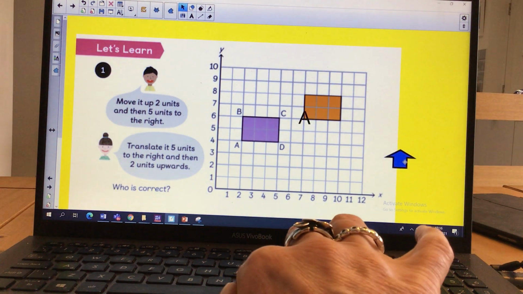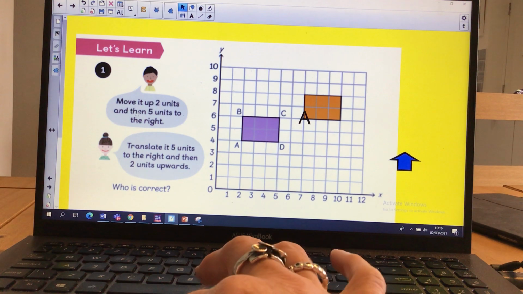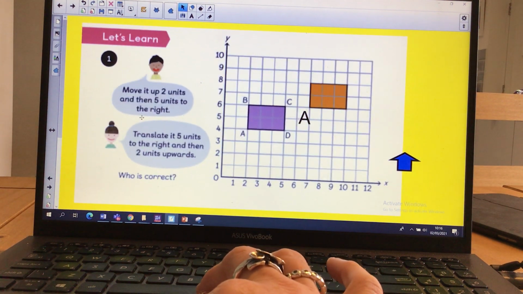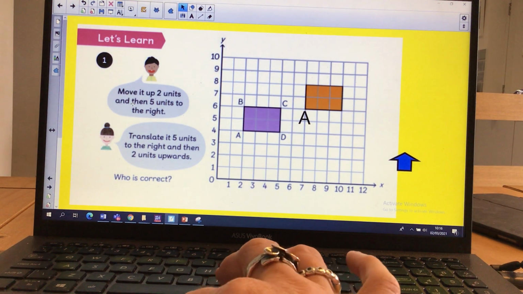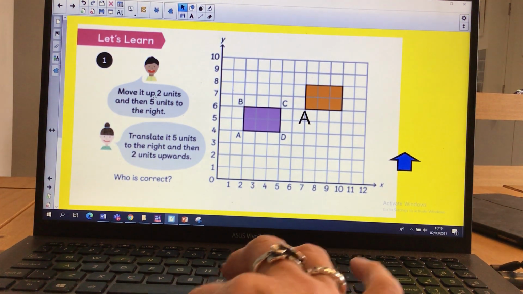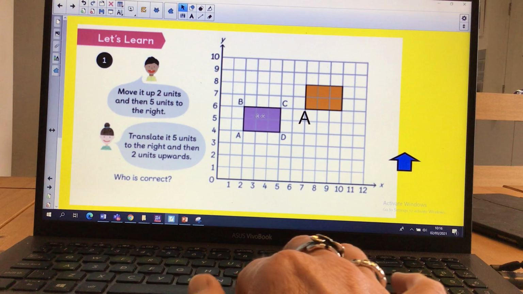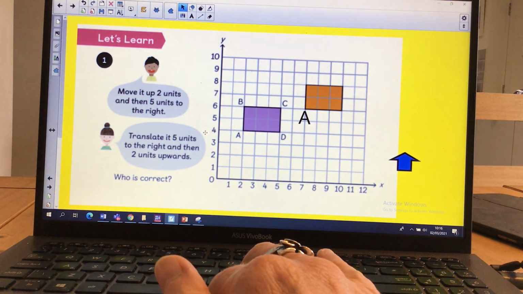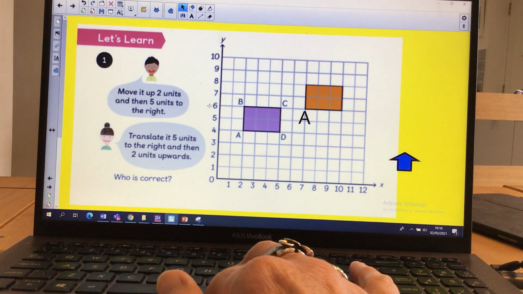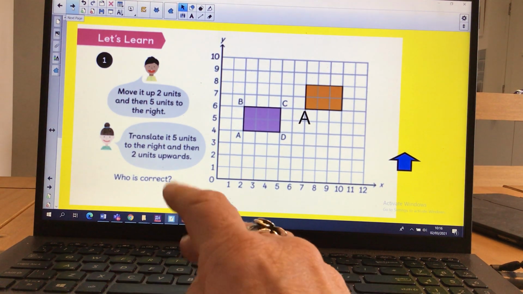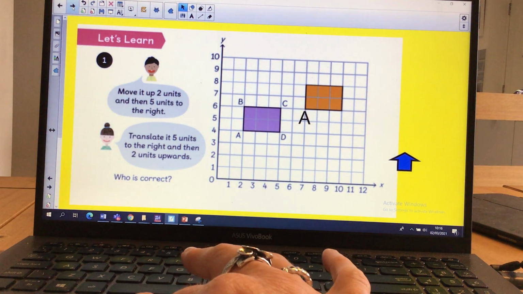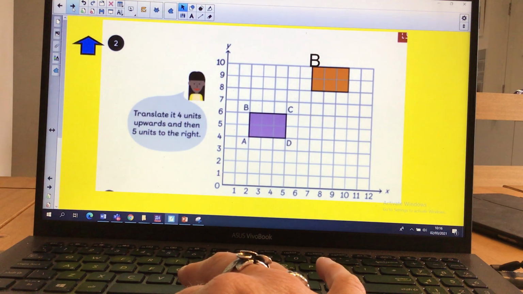Well, that's a bit of a trick question, because you can see, children, I've just shown you that actually both those translations are indeed correct. And sometimes, well, most of the time, actually, you can have more than one answer, depending on whether or not you want to go up first or right or left first. So there will be more than one answer for quite a lot of the work that you do today.